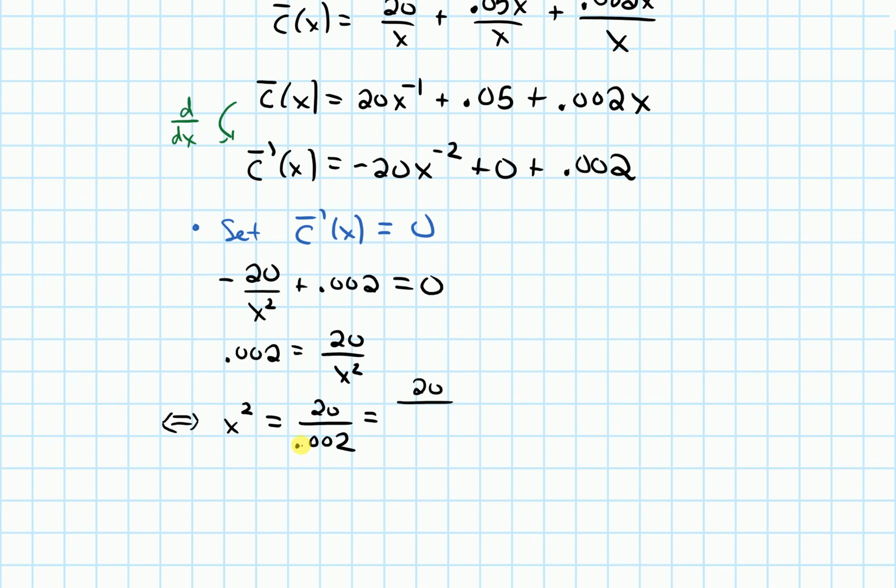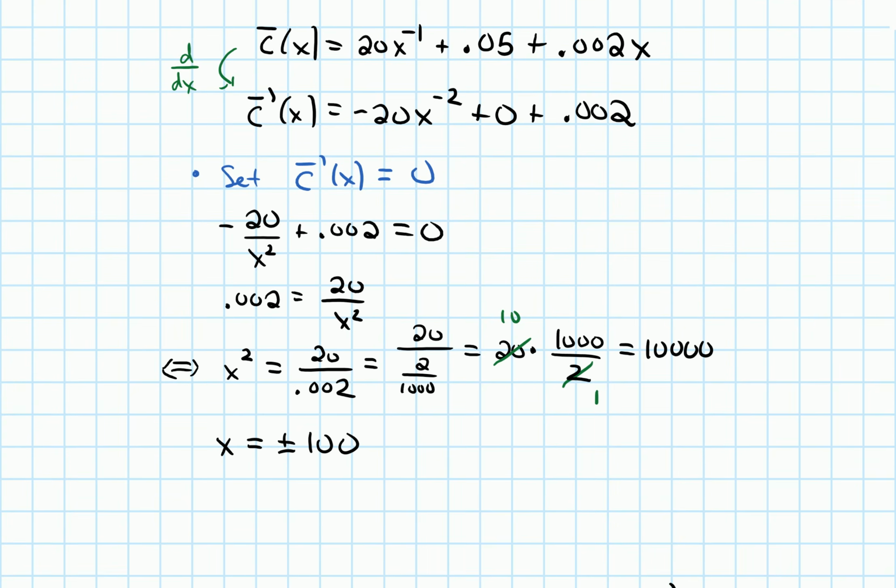We have 20 divided by 0.002. Let's write that as a fraction. That is 2 over 1,000. And when you divide anything by a fraction, you multiply by the reciprocal. So we'll get 20 times 1,000 over 2. With the 20 and the 2, I can divide each of those by 2, and be left with a 1 down here, a 10 up here. So 10 times 1,000 is 10,000. So if x squared equals 10,000, and square rooting both sides, we get x equals plus or minus 100.